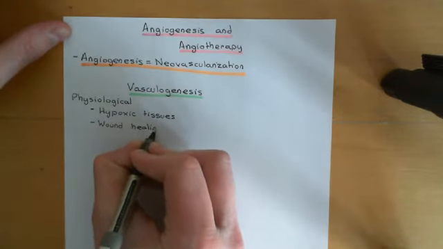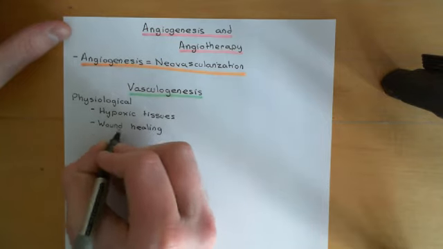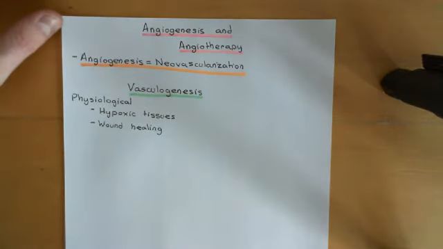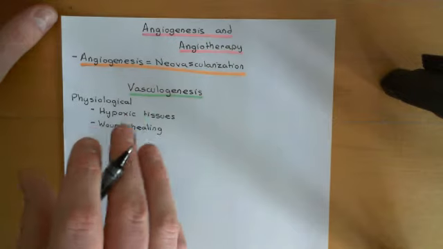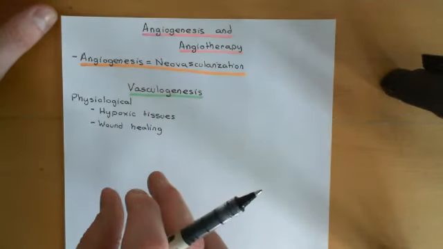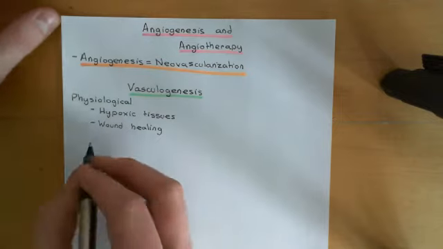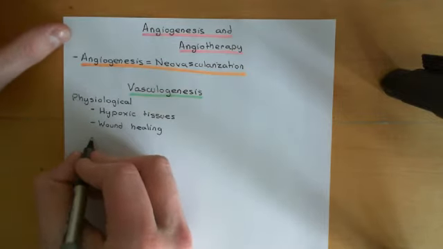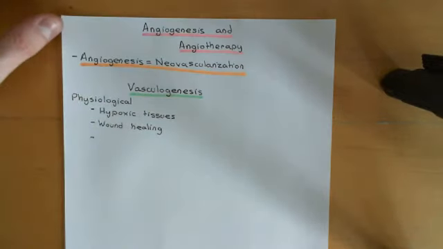Okay, we won't actually look at the exact pathway of wound healing in this video, but the pathway that we're going to look at, which is for hypoxic tissues, a lot of the same things happen in the wound healing pathway as well for angiogenesis, just with a few minor alterations.